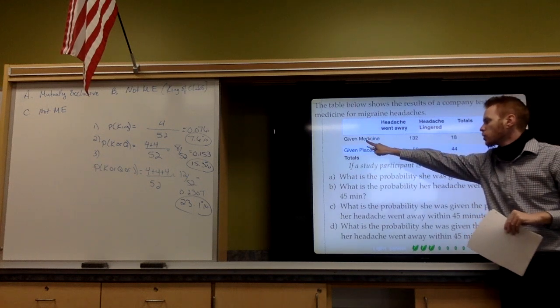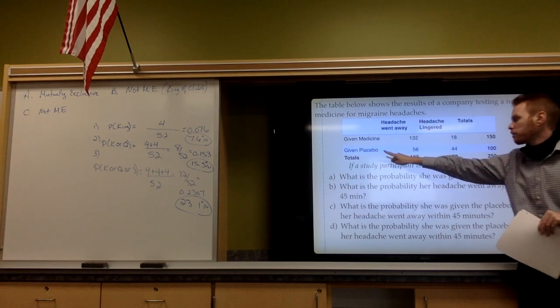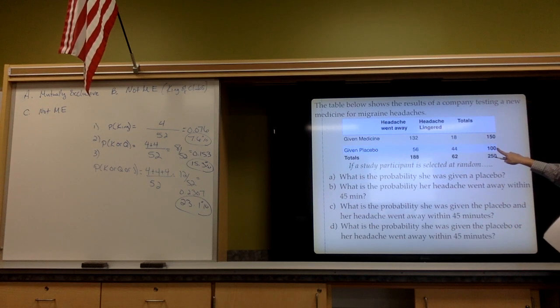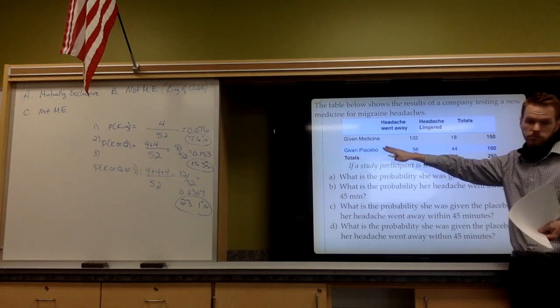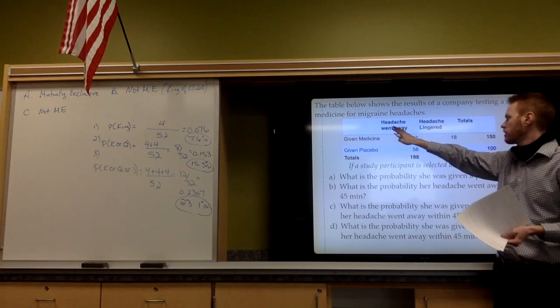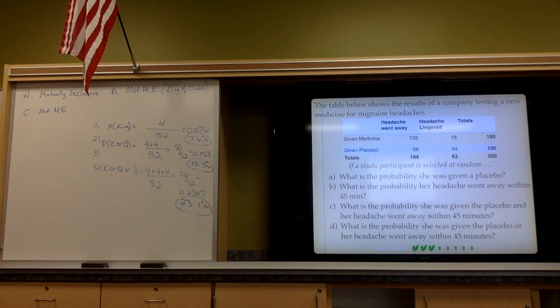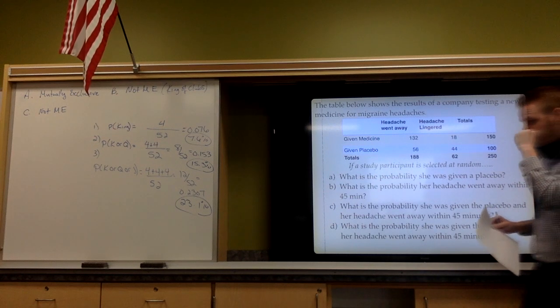Now look by row. How many total people were given medicine? 150. Okay. How many total people were given the placebo? 100. And how many total people were in the survey or the testing? 250. The corner piece tells you how many total is in your survey or table. The other ones tell you the totals for the rows. And then for the columns, the bottom part is the total for that. So how many people did their headache go away? 188. How many lingered? 62. And the total was 250. Okay? Just a little quick reading into this.